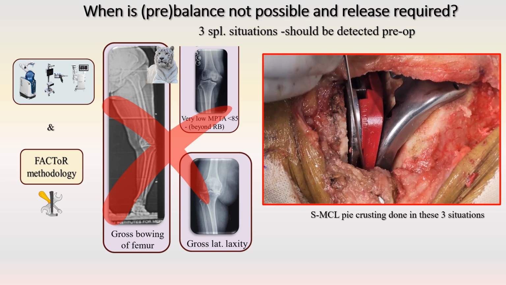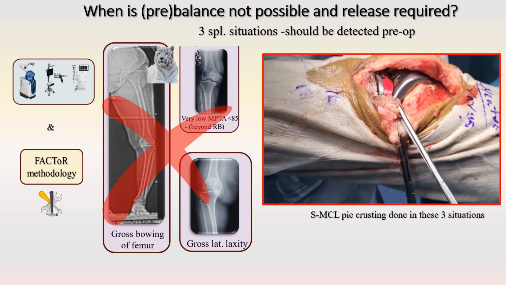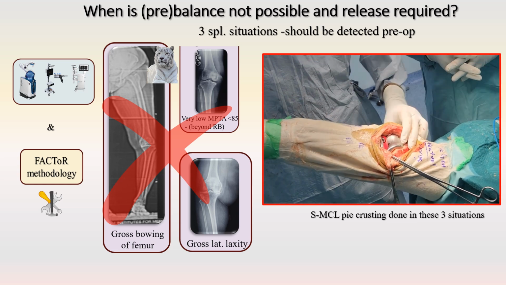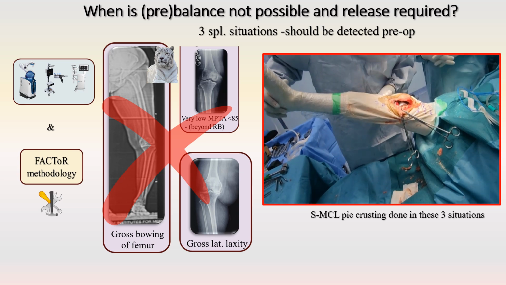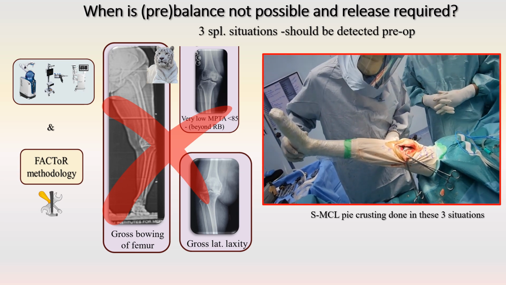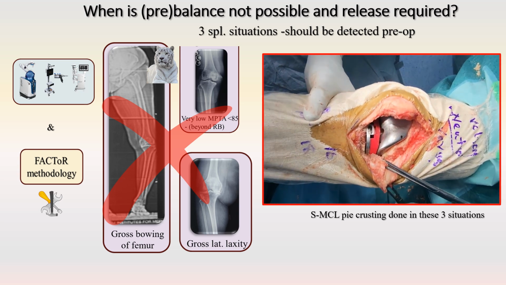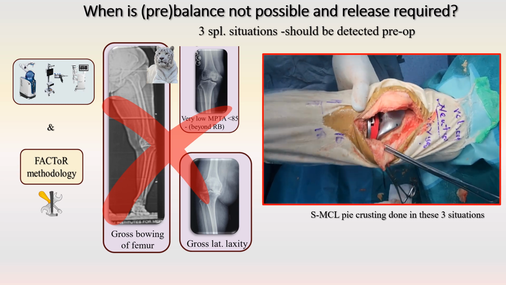So I'm pie crusting the superficial MCL, as you can see. Typically you'll have a crunchy feeling and then you are able to extend the knee fully. And now you can find the knee is extremely stable. It's rock solid both medially and laterally in extension, which is our aim. And now we look at the balance. So in extension, there is no opening either medially or laterally.